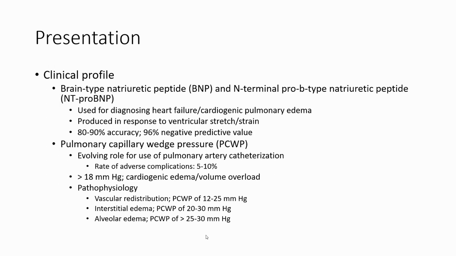Redistribution: pulmonary capillary wedge pressure around 12 to 25 gives interstitial edema. Pulmonary capillary wedge pressure of 20 to 30 gives alveolar edema. Pulmonary capillary wedge pressure of more than 25 to 30.